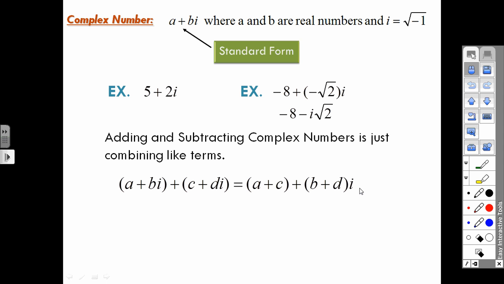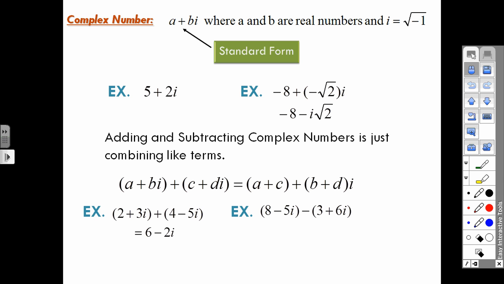So in an easier format, an example, 2 plus 3i, and add it to 4 minus 5i. You add the 2 and the 4 together, you add the 3i and the -5i together, and you get 6 minus 2i. It's really that simple.